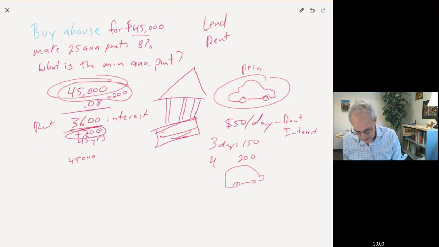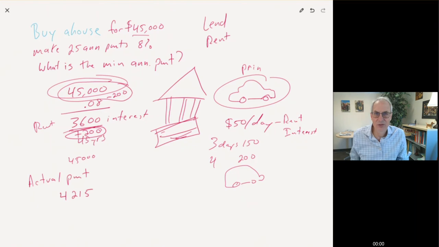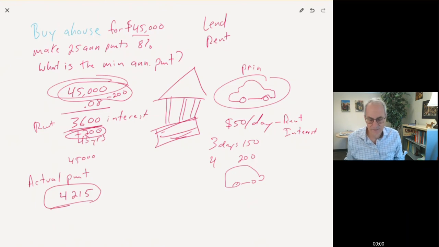So in this case, I'm just going to write actual payment, not minimum payment, is $4,215. And some of you may have done that if you used your financial calculator. I'll show you how to get that number in another session. But for now, just know that if you borrowed $45,000, 25 years, 8%, your payment would be $4,215.